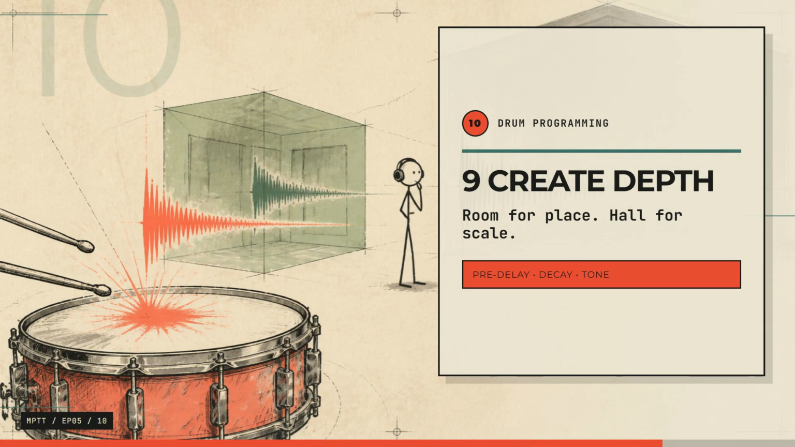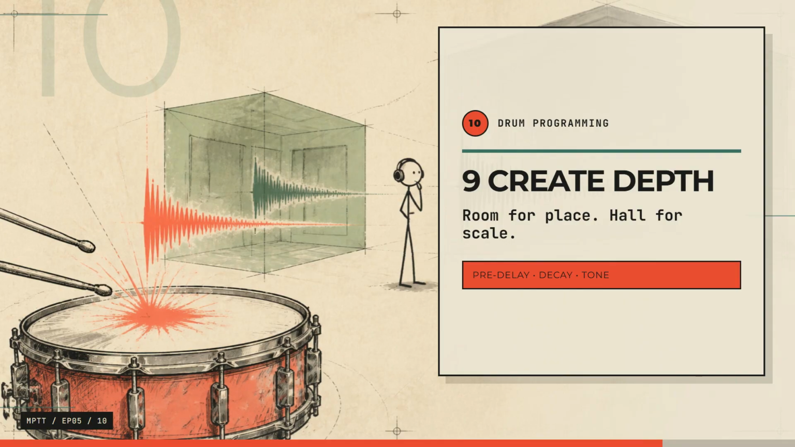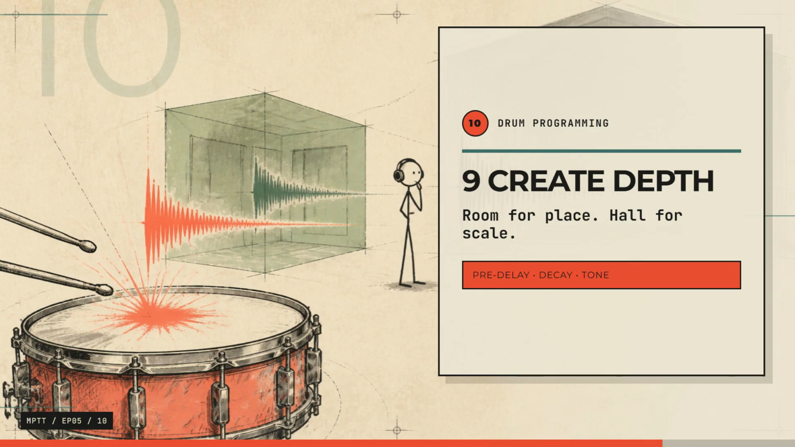Tip 9. Create depth with room and hall sends. A dry snare feels close because its direct sound arrives without much reflected space. Reverb changes that perspective. A short room can place the snare inside a believable environment. A longer hall can add scale, drama, and a tail that connects sections. Keep the dry hit as your anchor and add reverb on a send. This lets several drums share a space while you control the return separately.